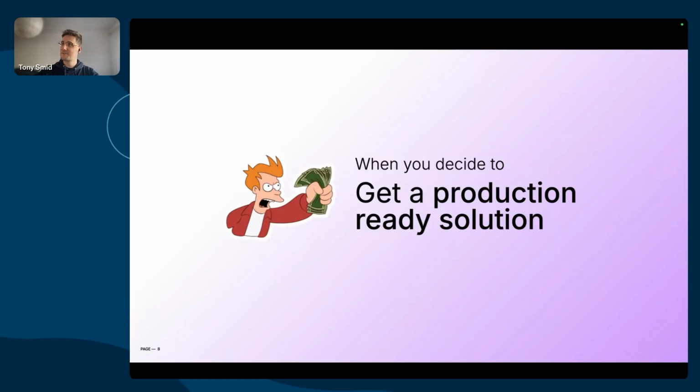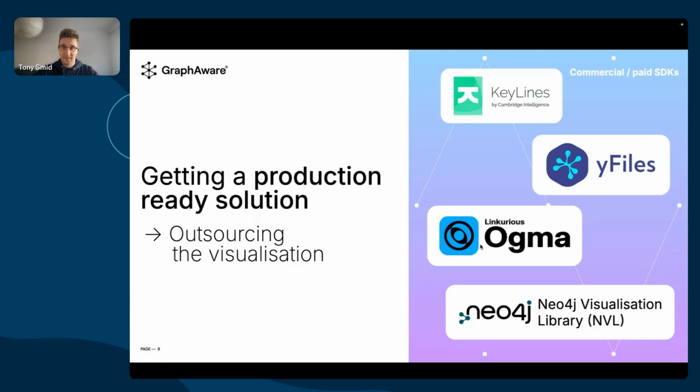Let's first try to see what happens if you get a production-ready solution. And there are a lot of good things that will happen first. You can get something that is commercial, that is a paid SDK. We had production experience with these three libraries, KeyLines, yFiles, and Linkurious OGMA, and all were really excellent. Great features, great support, high performance. It was a pleasant experience.